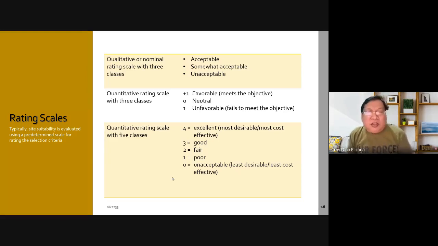Or you can use quantitative rating. Favorable, you use plus one; neutral, zero; and unfavorable should be negative one. Or another way of quantitative rating, but with five classes, is like a Likert scale from 0 to 4, with 4 as excellent and 0 as unacceptable. So you're really more detailed in your analysis.